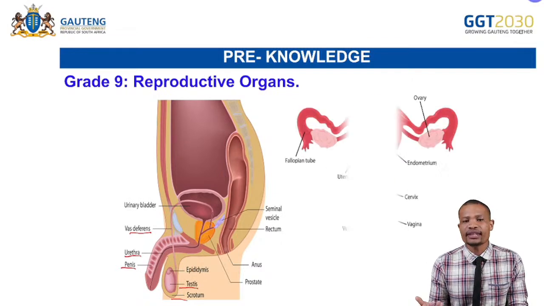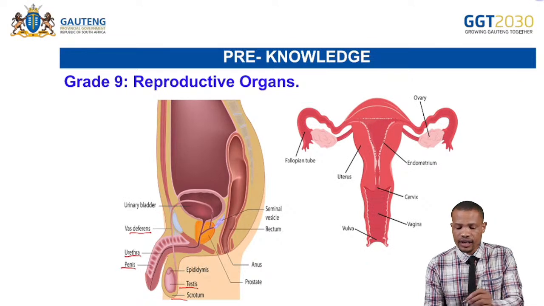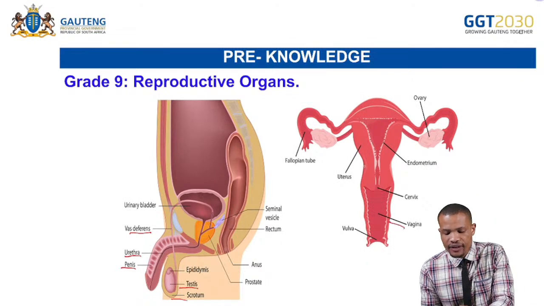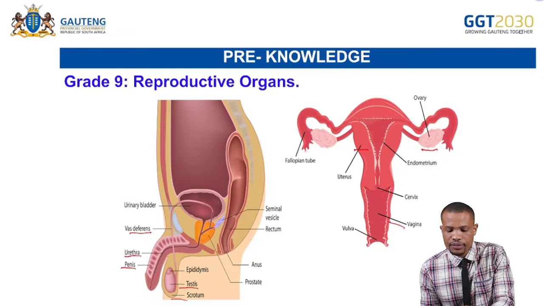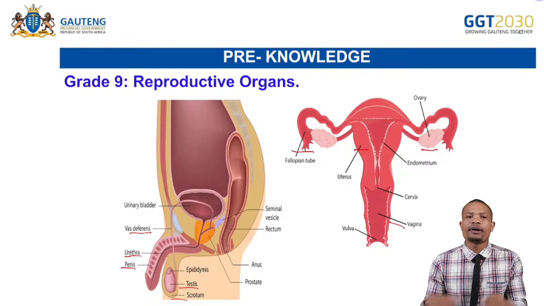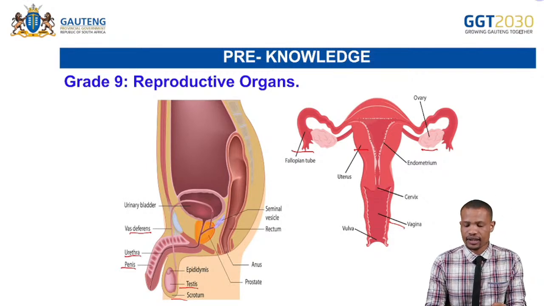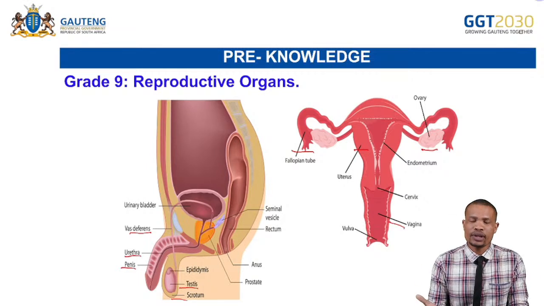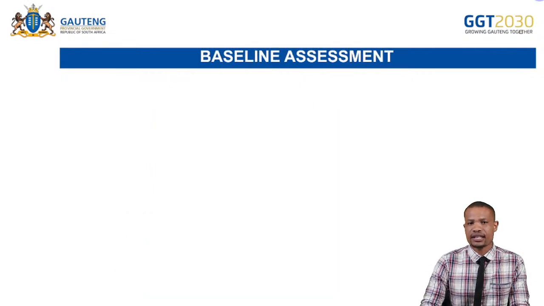Then we also looked at the female reproductive system. And we said there we have the vagina, we have the uterus, we have the ovaries, and we have the fallopian tubes, okay? But what is the other name for fallopian tubes? They are called oviducts, okay? So that is what we learned in our previous lesson in a nutshell. So let's continue and do our baseline assessment.